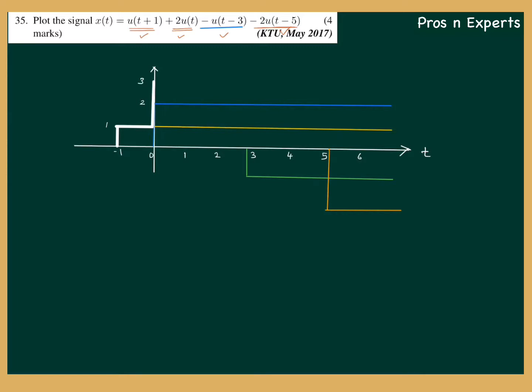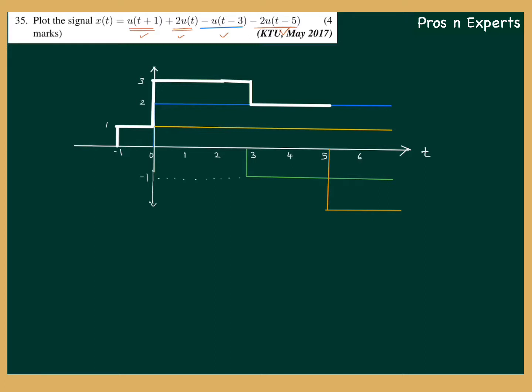Now the signal continues as such without any disturbance up to t equal to 3. Now what happens at t equal to 3? A step signal with amplitude minus 1 is being subtracted from the total. So the total decreases by 1, and then goes as such up to t equal to 5.